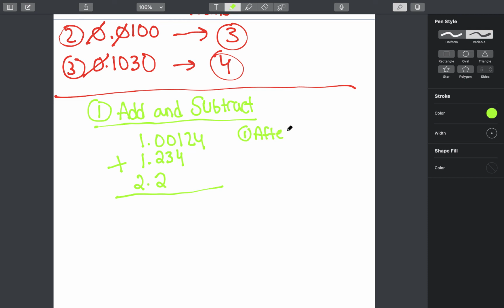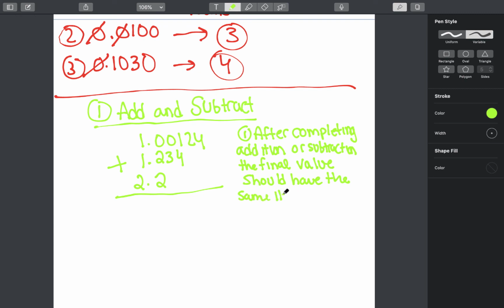After completing addition or subtraction, the final value should have the same number of sig figs as the measurement with the lowest number of sig figs.